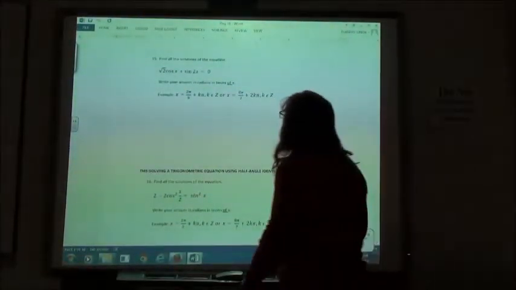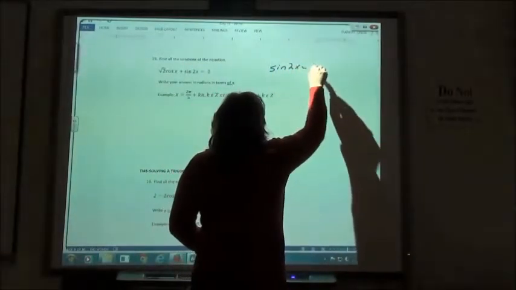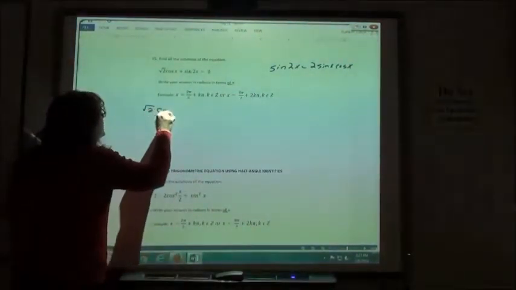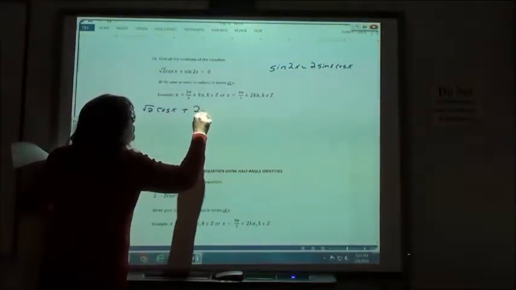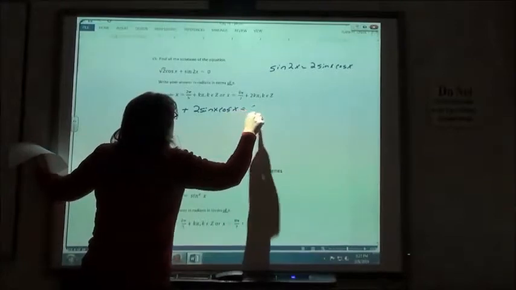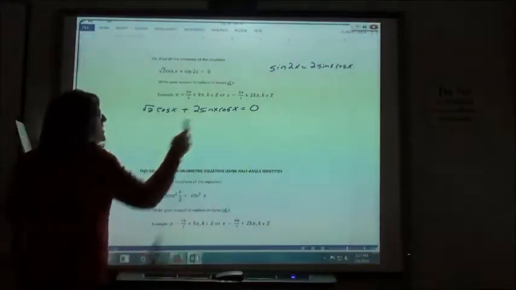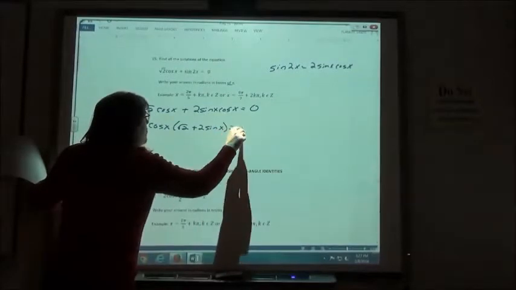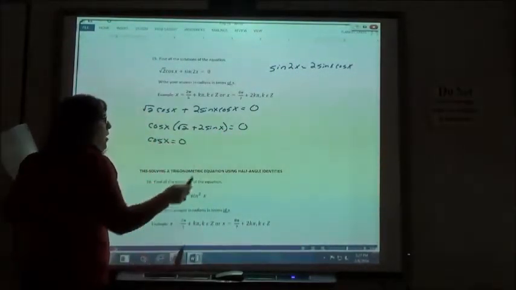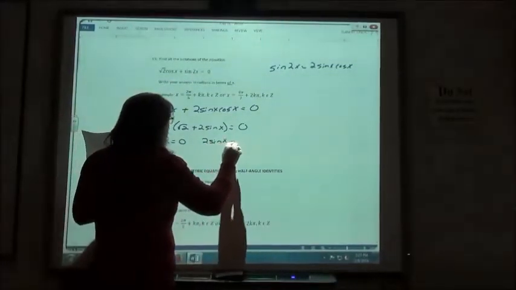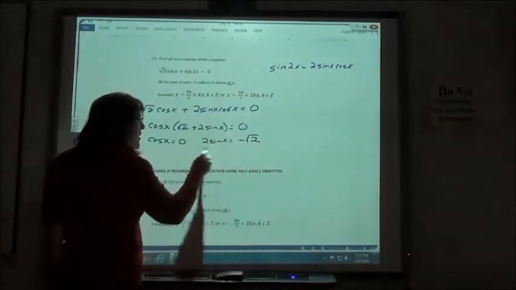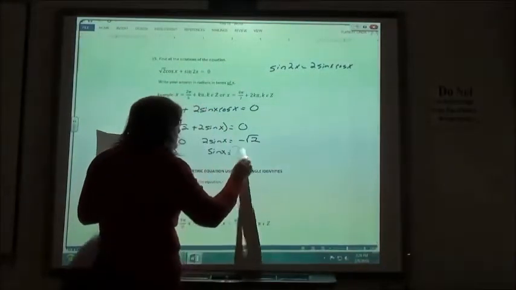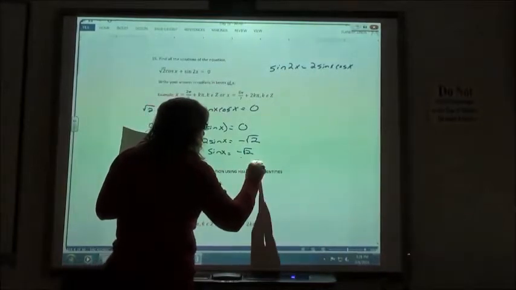Number 15, this time we have the sine of 2x. The sine of 2x is 2 sine of x cosine of x. So we have square root of 2 cosine of x plus, and we're going to put in 2 sine of x cosine of x equals 0. So looking at that, I can factor out the cosine from both of those. Cosine of x times the square root of 2 plus 2 sine of x equals 0. So either the cosine of x equals 0 or 2 sine of x would equal negative square root of 2, moving that over, divide by 2. So sine of x equals negative square root of 2 over 2.